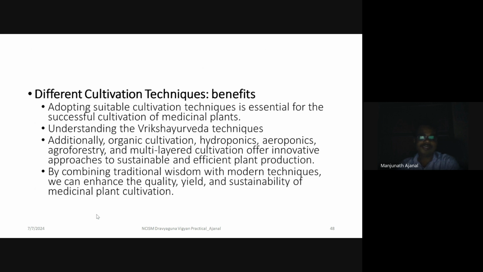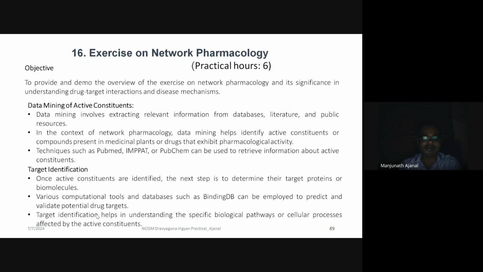Different cultivation techniques are available, and they have to be demonstrated to the student. Adopting suitable cultivation techniques is essential for the success of cultivation, understanding the Vrikshayurveda techniques. Additionally, organic cultivation, hydroponics, aeroponics, or agroforestry. All these need to be demonstrated to the student. By combining traditional wisdom and modern techniques, we can enhance the quality, yield, and sustainability. That is the importance of this particular practical.